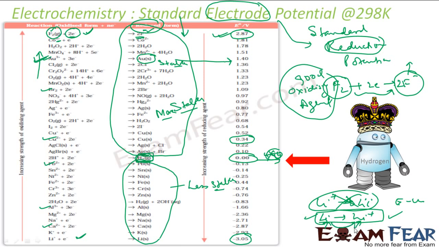Lithium oxidizes very easily. That means lithium is a good reducing agent. Correct? Lithium is a good reducing agent. This guy I'm talking about. Good reducing agent. Correct? Hope you understand what I'm trying to say. So reducing agent capability increases on the product side. On the reactant side, the moment you go up, the oxidizing agent capacity increases.